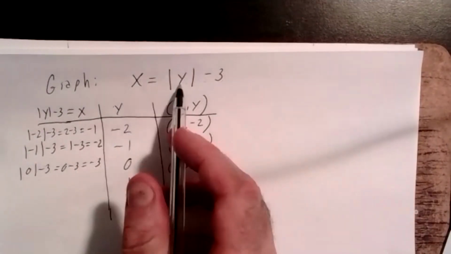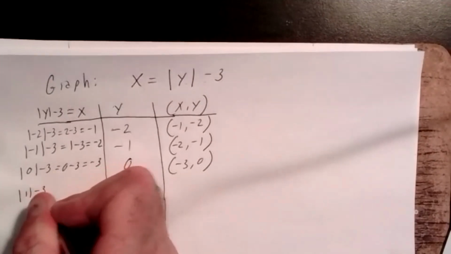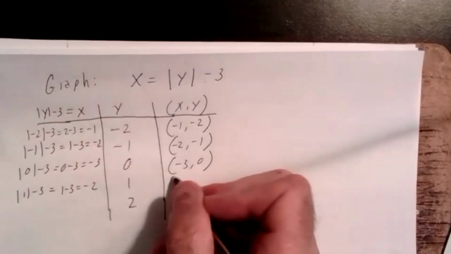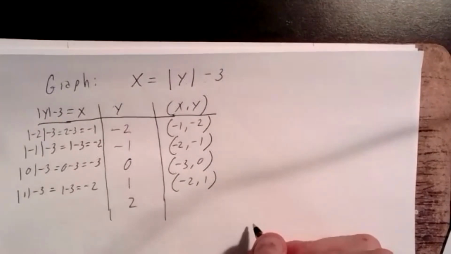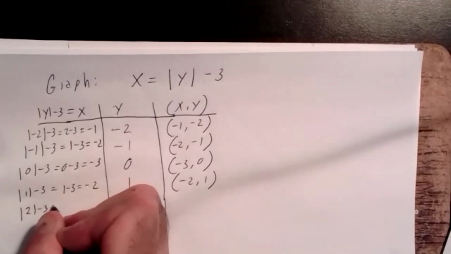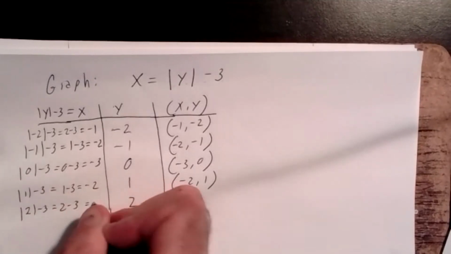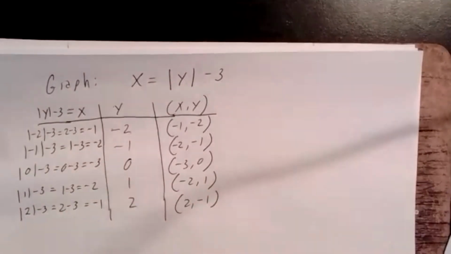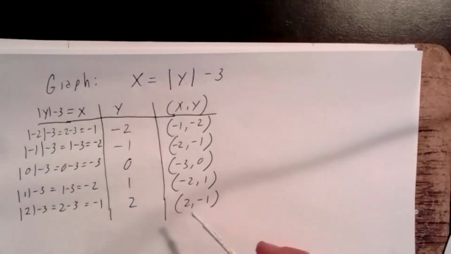If y is +1, x is going to be equal to the absolute value of 1 minus 3. The absolute value of 1 is 1. 1 minus 3 is -2, excuse me. So we would have -2, 1 that lies on our graph. Finally, if y is 2, x is going to be the absolute value of 2 minus 3, which is to say 2 minus 3, which is -1. Wrong. It's not 2, -1. Wait a minute here. It's -1, 2.